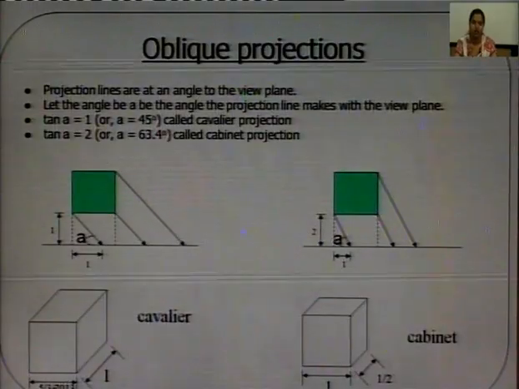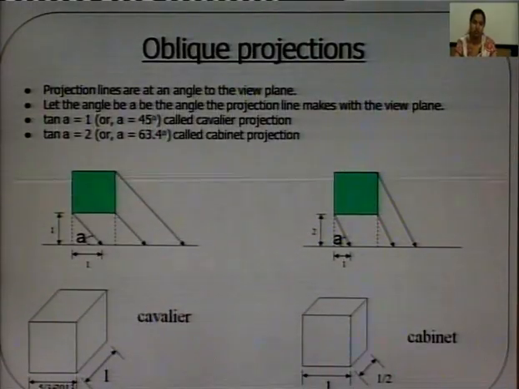In the oblique projections, projection lines are at an angle to the view plane, and let A be the angle the projection line makes with the view plane. Tan A equal to 1, so A equal to 45 degrees, is called the Cavalier projection, and tan A equal to 2, or A equal to 63.4 degrees, is called the cabinet projection.